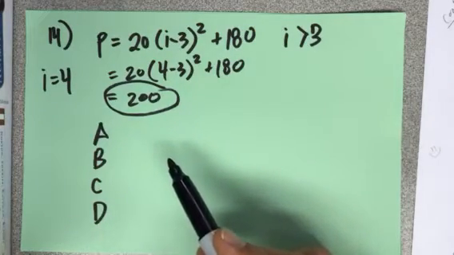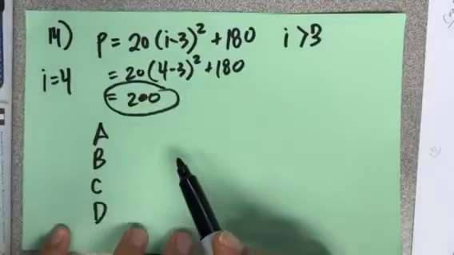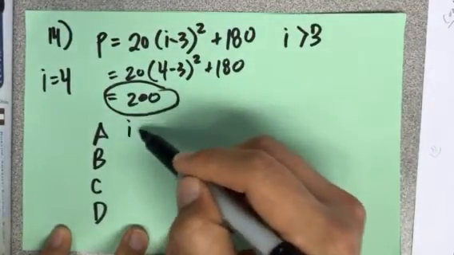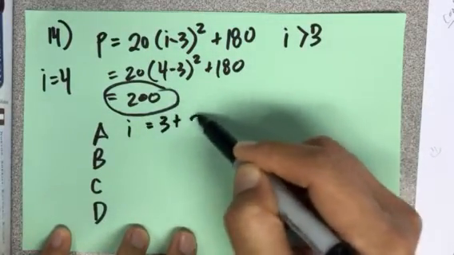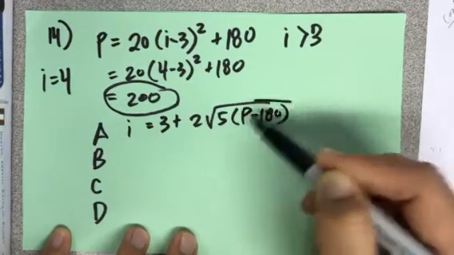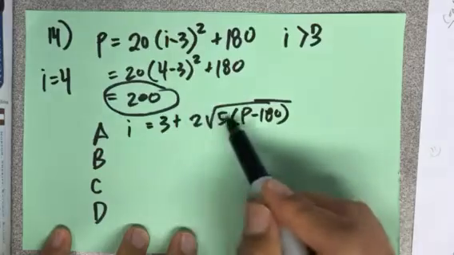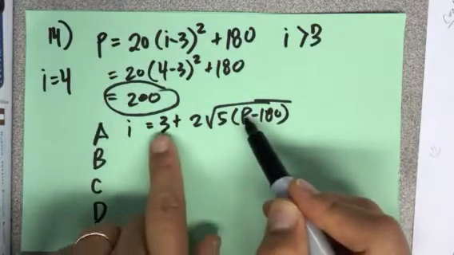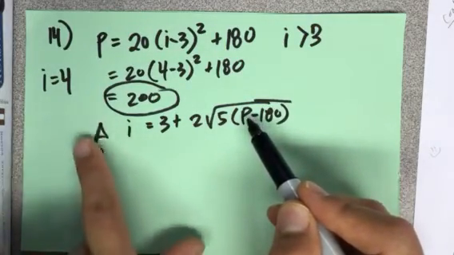Okay, so to not waste time, well actually if I want to waste a little bit of time, I'll just do A. Okay, so I'm going to show you how this doesn't work. 5 times P minus 180. So we know that P is 200, right? So I'm going to plug my 200 in, and if this does work and equal 4, then I'll know that that's my answer.